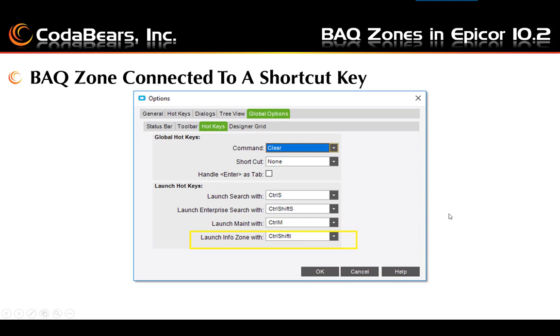for launching BAQ zones. You can change the default to be the key combination that you would like to use, or leave it as Control-Shift+I. Pressing this key combination while you are in the field related to the BAQ zone will open the BAQ zone results instead of clicking the little blue triangle.